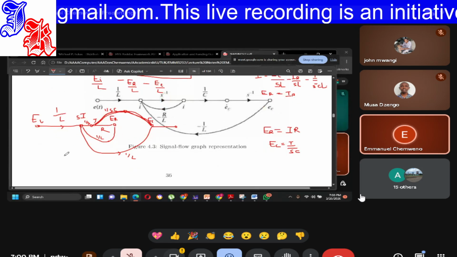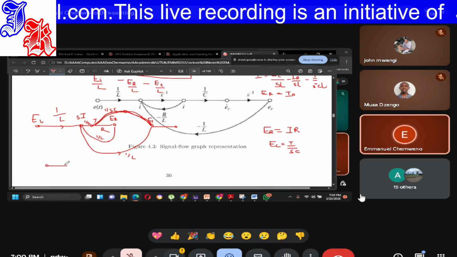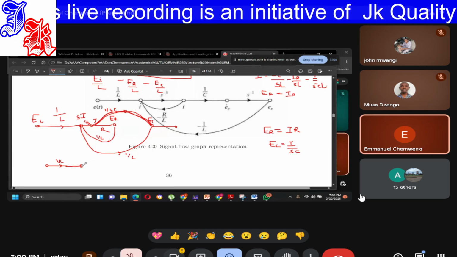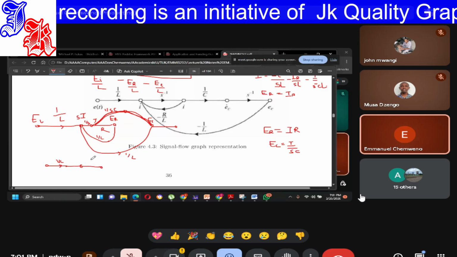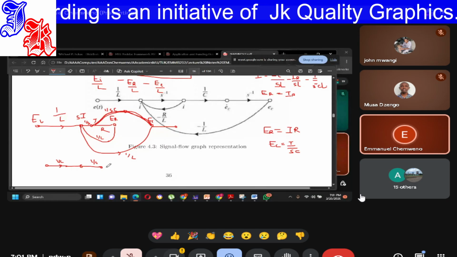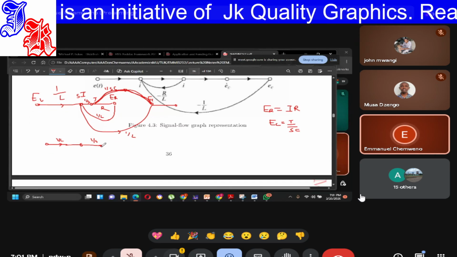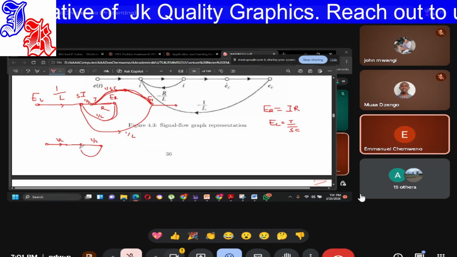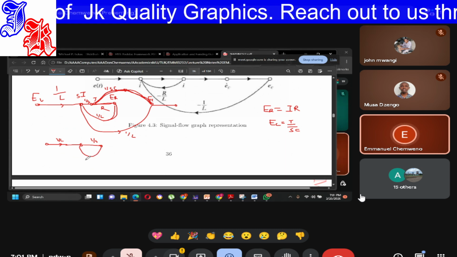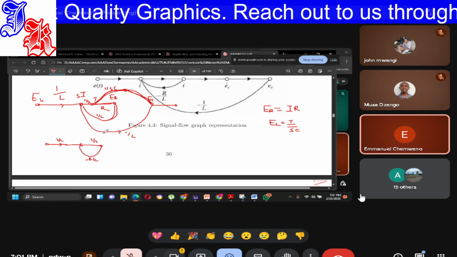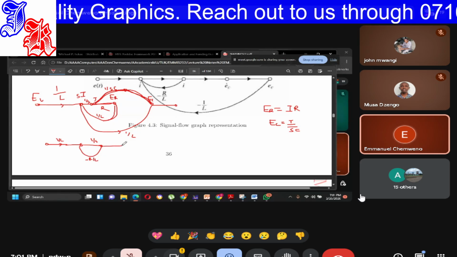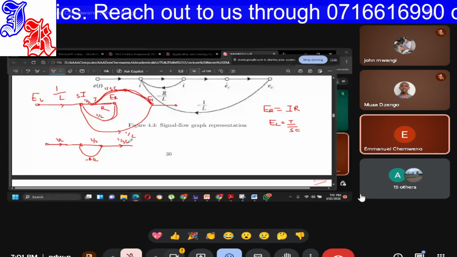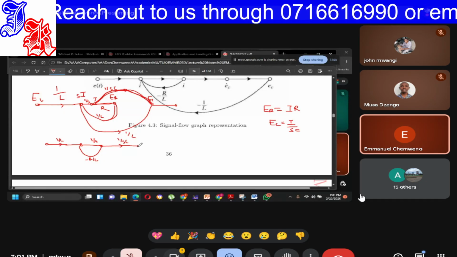So I can arrange this to be EI, 1 over L, and then at that node I'll get 1 over S, which is this node, and then from here I'll have a loop. There's R over L. This is R and this is L. So this R over L with a negative, and this I'll multiply by 1 over SC here, 1 over SC to get E.